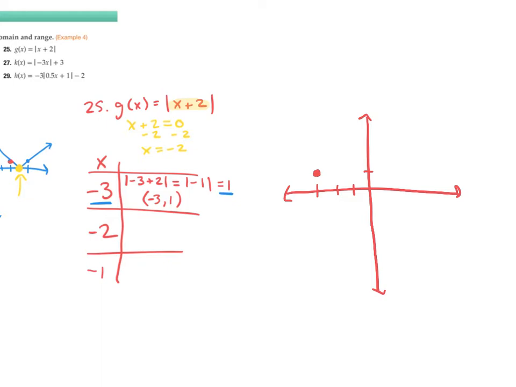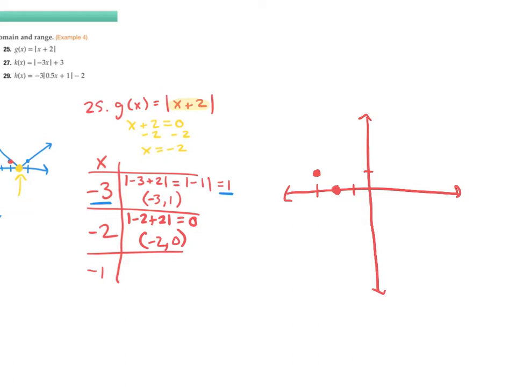Now we plug in negative 2. So we have negative 2 plus 2. What's negative 2 plus 2? 0. So then what's our point here? Negative 2, 0. So we go to the left 2 and stay on 0.